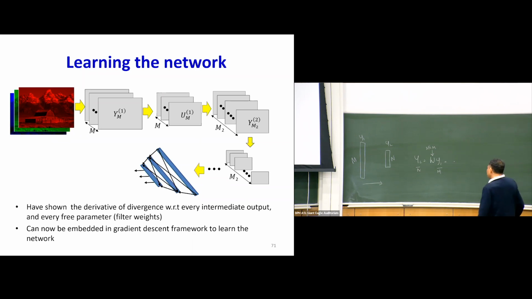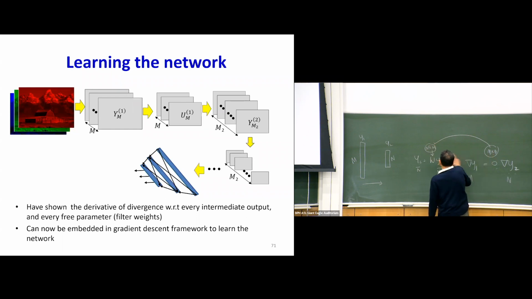When you're going backwards, you have the derivative for Y2, and from this you're computing the derivative for Y1. What is the size of this guy? This is going to be size N. This is going to be size M. What will the size be of what you're multiplying it with? M cross N, right? So if you look at this term versus this term, this is the transpose of this.